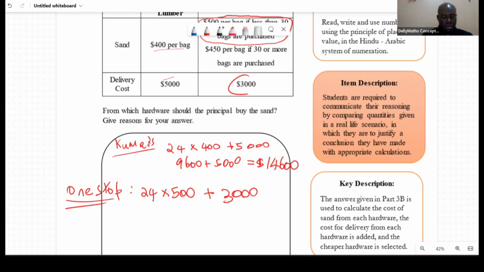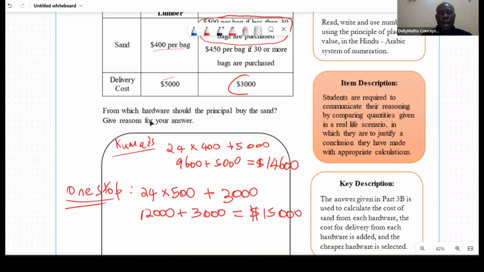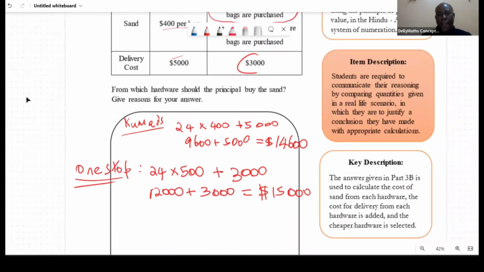$500 times 24, we're going to get 12,000. And then now we're going to be adding that 3,000, and this is $15,000. So as long as we're thinking about which hardware should the principal buy, we would have chosen Kumar's right now, right? So we would have chosen Kumar's.